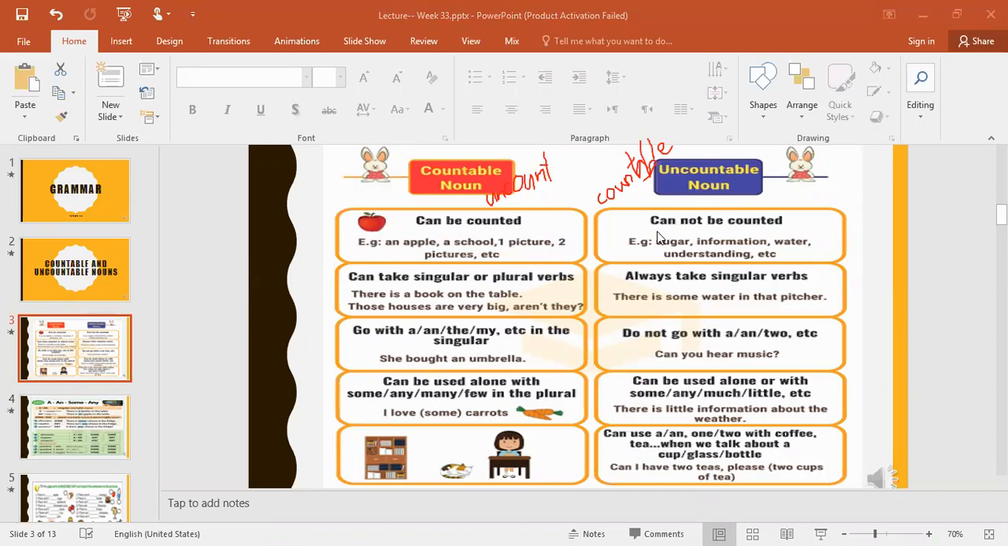So today we talked about countable and uncountable nouns in detail. We revised what we covered yesterday. We explained a new idea, which is quantifiers, and it's very important. And we solved an exercise. This was everything for today.